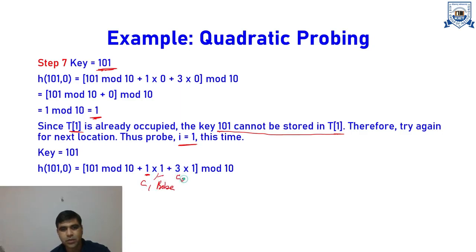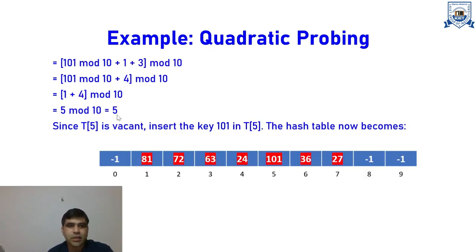Similarly, this is C2, and this value is probe. So again, when we calculate this time it comes out to be 5. Now 5 is vacant. It was empty, it was not occupied. Earlier it contained -1. So our 101 will be stored in this particular location, right?